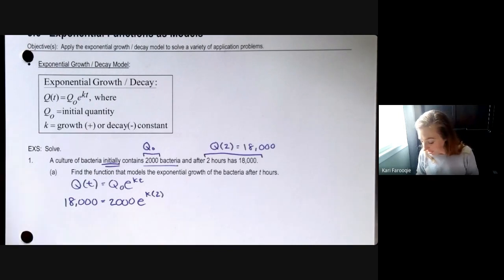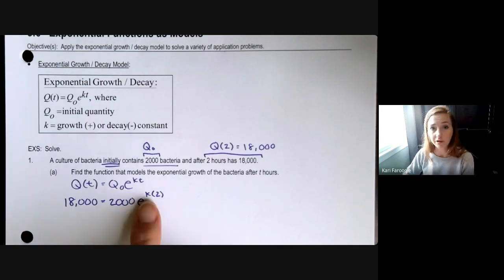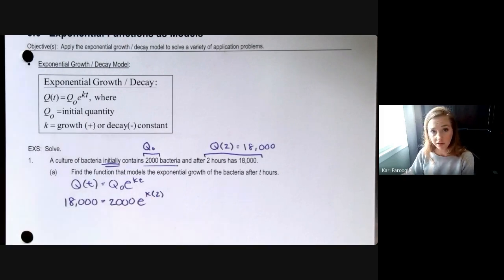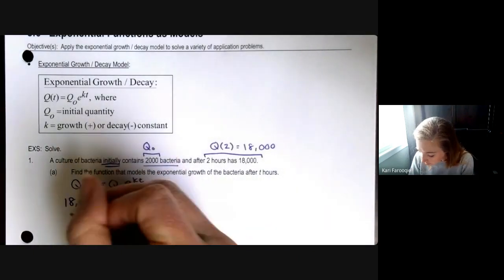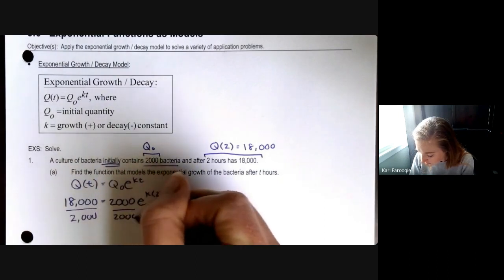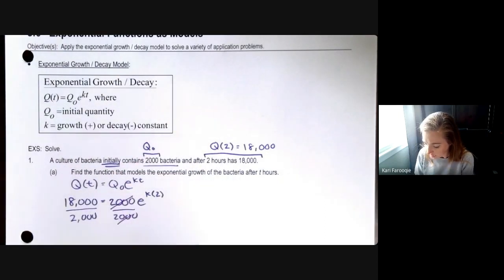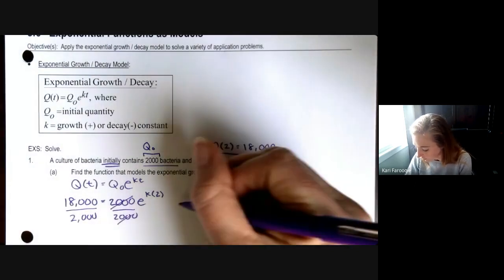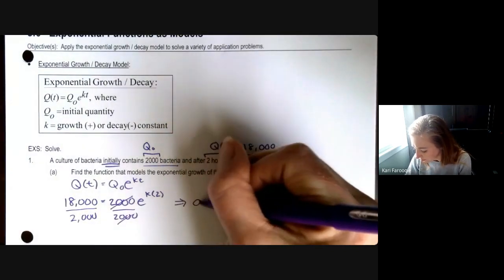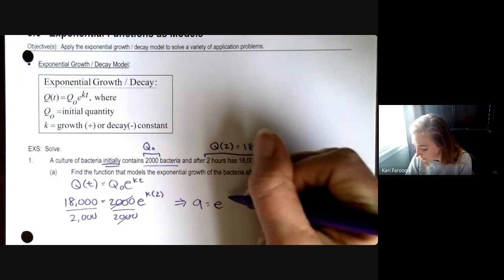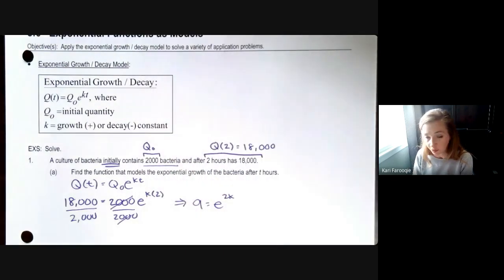So the first thing we're going to do now that we have all these components together is notice that you just have one variable left to find. In order to solve for this variable, you want to isolate this exponential expression. So we're going to divide both sides by 2,000. When I do that on both sides, the 2,000s will cancel. And then I've got 18 divided by 2, which is 9. So 9 is e to the 2k.